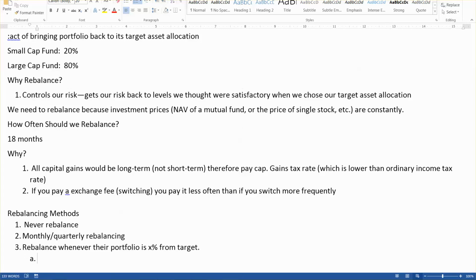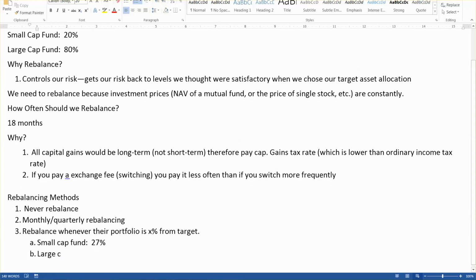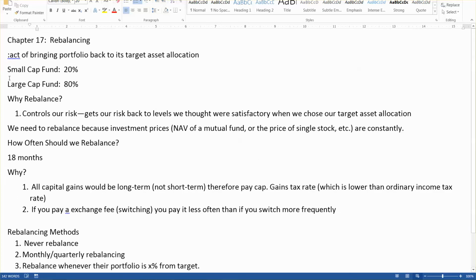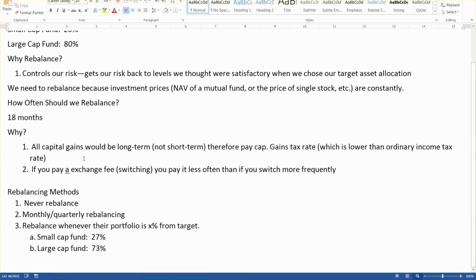So let's say I'm tracking my portfolio today and I see that my small cap fund is at 27%. That would mean my large cap fund would have to be the rest, so that's 73%. And I want it to be at 20% for the small cap and 80 for the large cap. Well, let's say I set my X percent at 5. So if I'm more than 5% from my target, then I would rebalance. So I look at this, I want this to be 20, it's 27%. So it's more than 5% from my target, then that indicates to me I should rebalance right now.